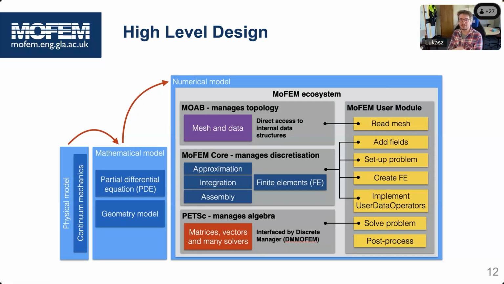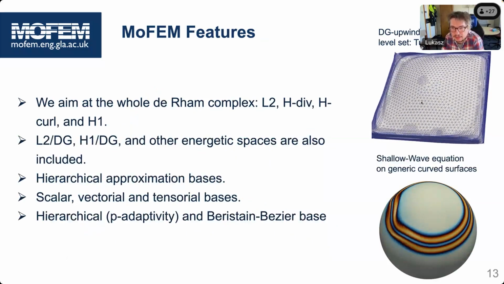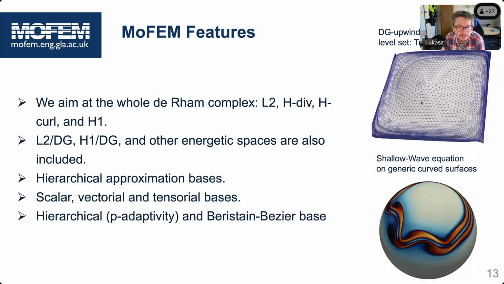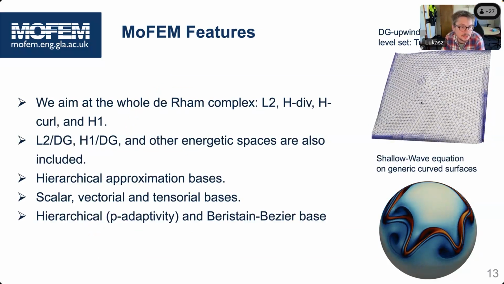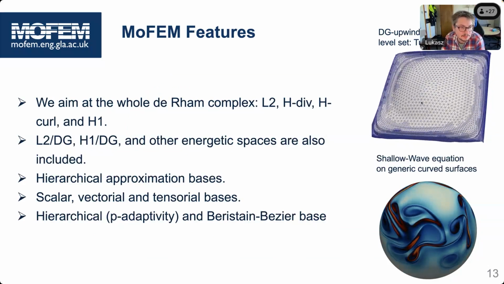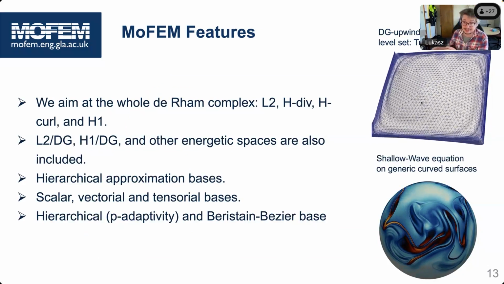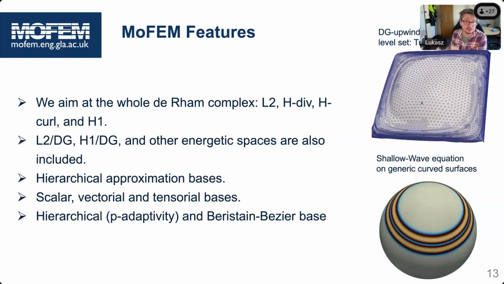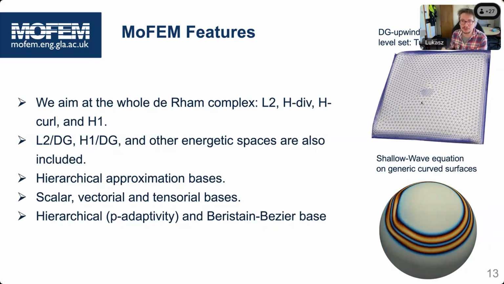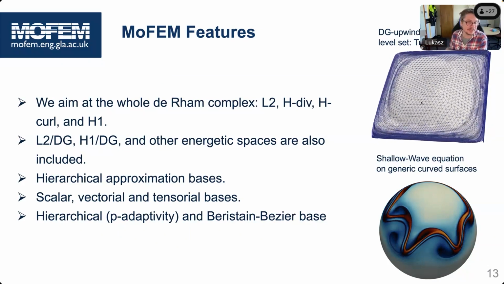Physics is not implemented in core. User pushes their own operators with the physics which resolve the given problem. So in our development, we aim to have the complete de Rham complex, algebraic energetic spaces, on high approximation orders. We can do discontinuous Galerkin. We can do hybridization, and then it's a high level of abstraction. So we don't know actually what we can do, because our abstraction ultimately can handle many different problems.